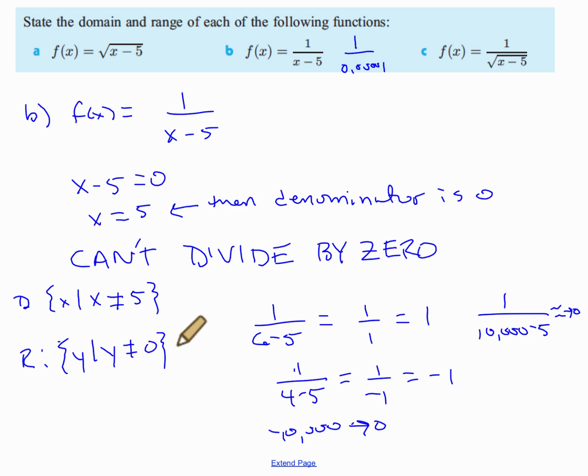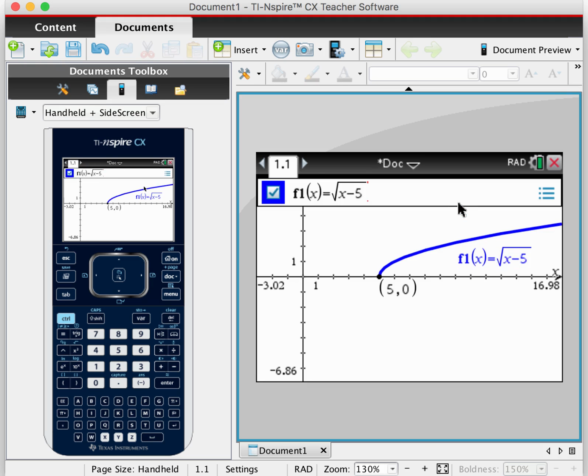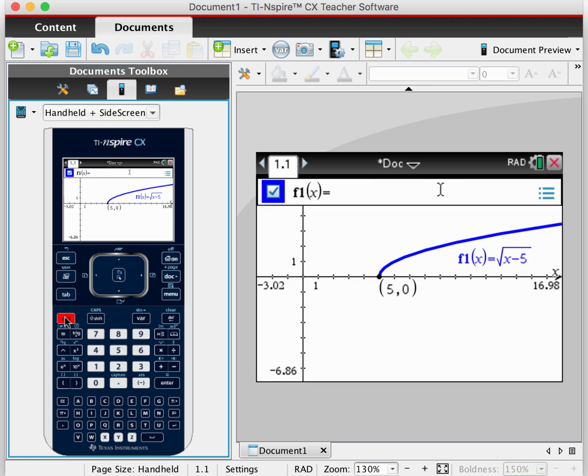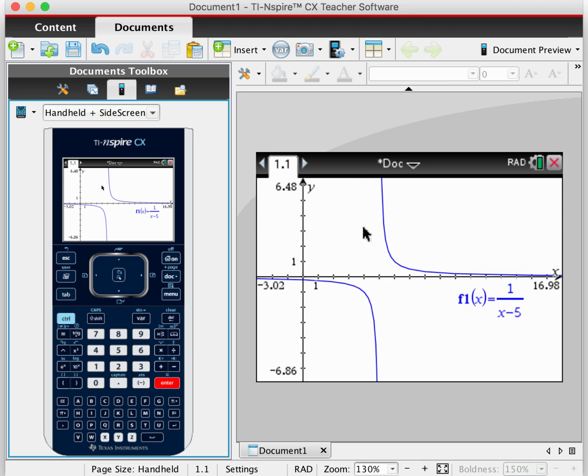And let's take a look at that graph just to prove it. So that would be 1 over x minus 5. And let me put that in there. I love this part: control divide gives you a fraction in the graph thing. So 1 over x minus 5, bam.